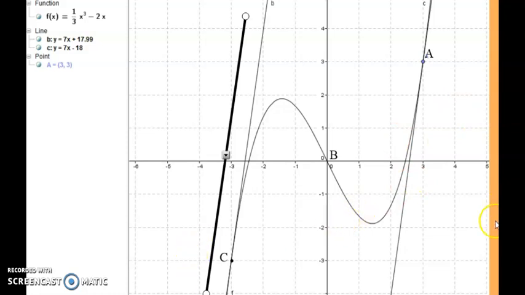I trust that explained this particular sum. They wanted to know the points of contact where there will be a tangent to this graph.